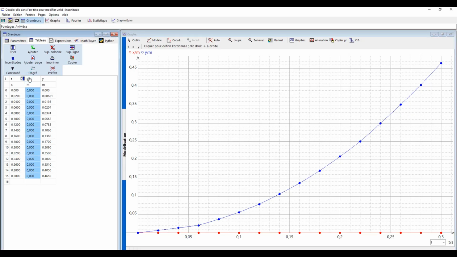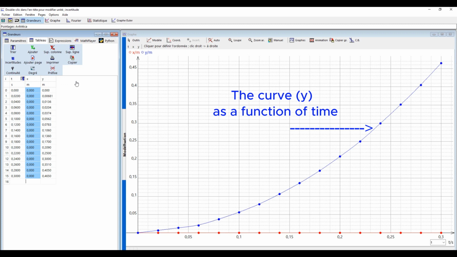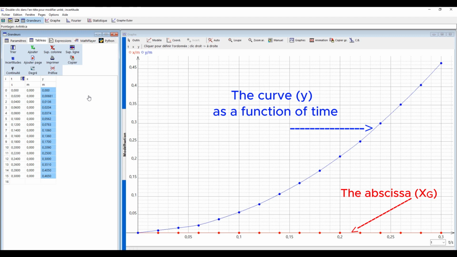Here you have the curve y as a function of time. y, as a function of time, is a parabola. The abscissa, xG, of the ball remains constant during the vertical fall.